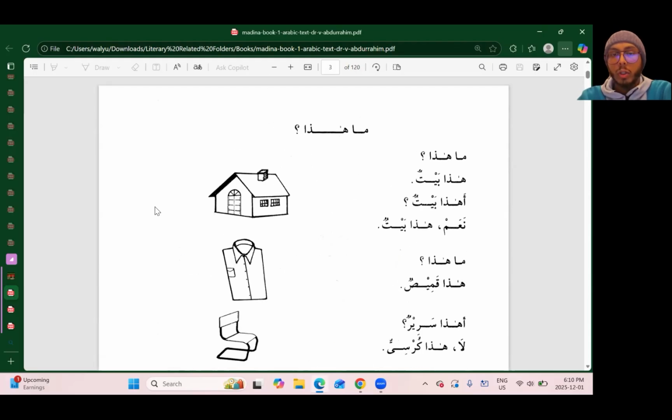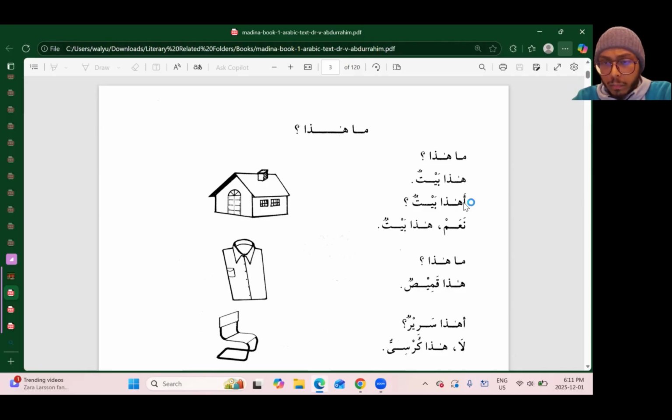All right, new word. Ma hada. Well, you already know what hada means. Hada means this. Ma means what. So ma hada, what is this? Now again, remember, there is no is in Arabic. So if you were going to literally translate it, you would say what this. So what is this? Hada baytun. This is a house.